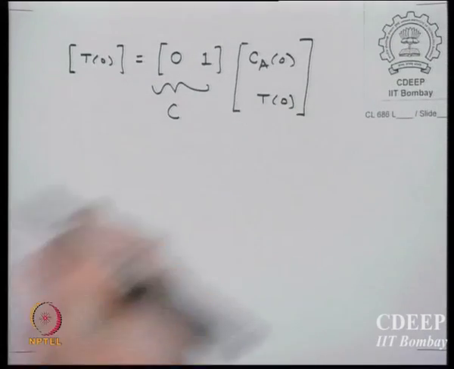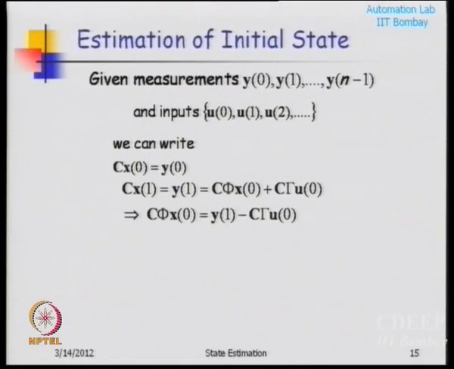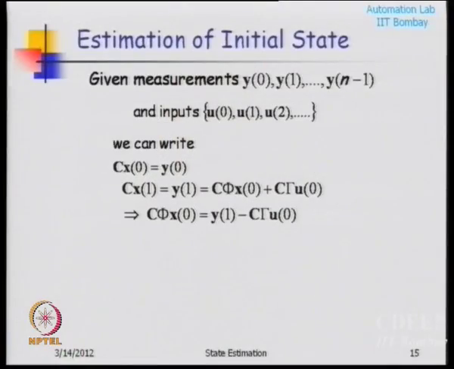I cannot. In general, the number of measurements is very, very small compared to the number of states in a real plant. So using one equation, you cannot estimate x0. One equation is not sufficient. I can use the redundancy in measurements to create more equations: two equations, three equations, four equations. Then I can collect enough equations so that I can uniquely estimate the initial state. So what I want to do now is collect more equations.